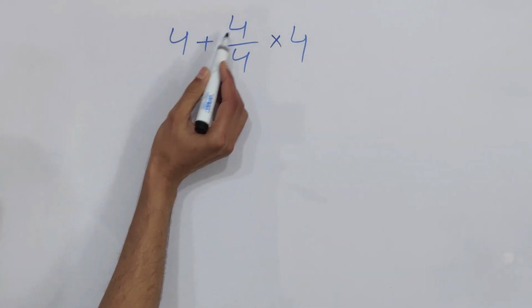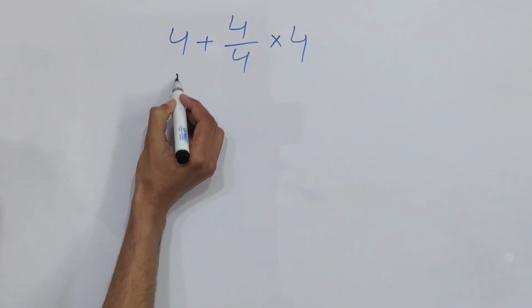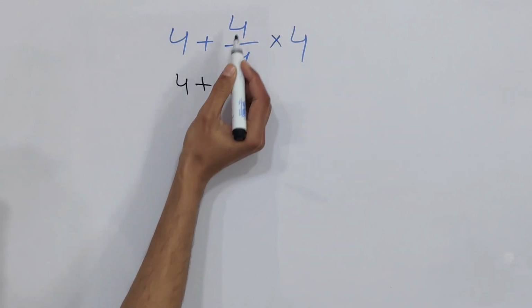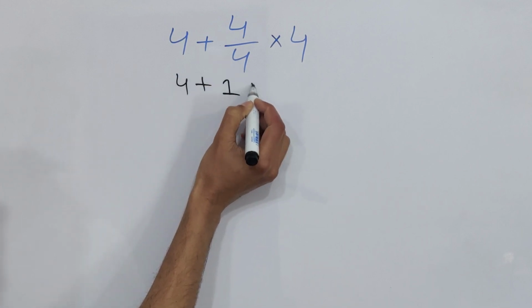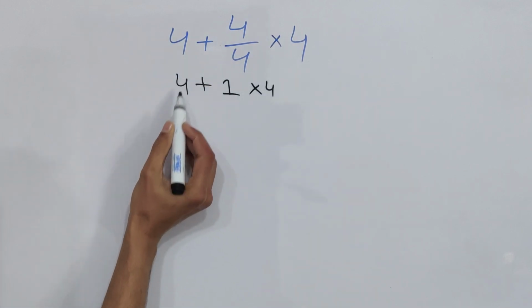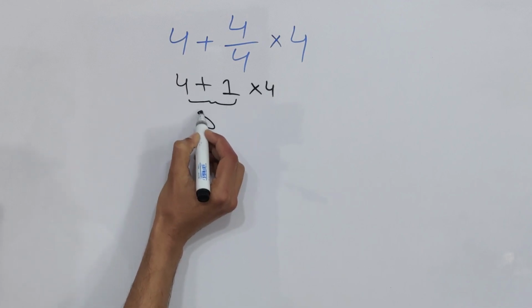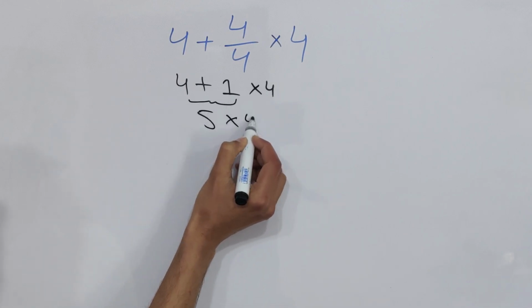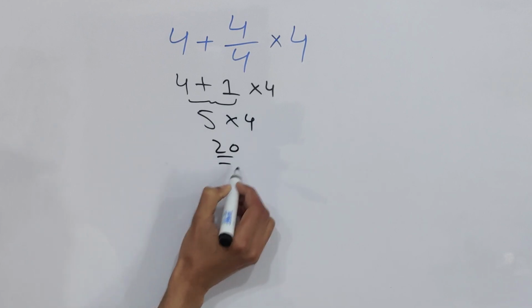We have 4 plus 4 divided by 4 multiply 4. Okay, so 4 plus 4 divided by 4 is equal to 1 multiply 4. Now 4 plus 1, 5 multiply 4. Now 5 times 4 is equal to 20.